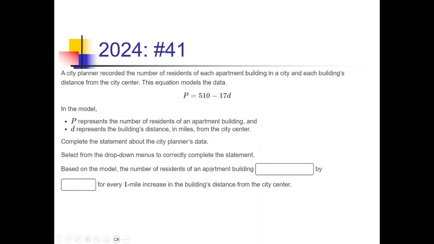Based on the model, the number of residents of an apartment building, and I think that the choices were increases, decreases, or stays the same, and by how much for every 1 mile increase in the distance from the center. So again, this is negative 17, so it's definitely decreasing, going down. And every mile you go from the center, you're increasing D by 1, so you're subtracting another 17 for every mile you go. This is a linear function. So we're going to say decreases by 17 for every 1 mile increase in the distance from the city center.